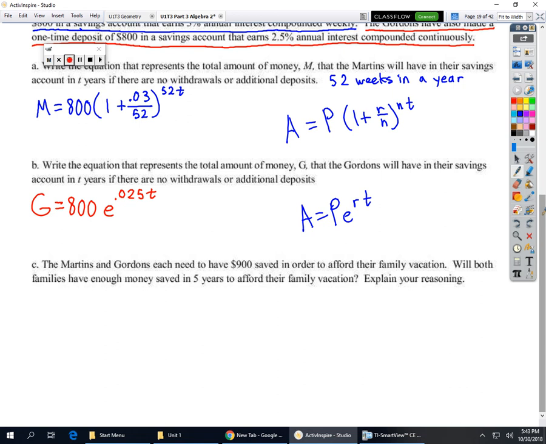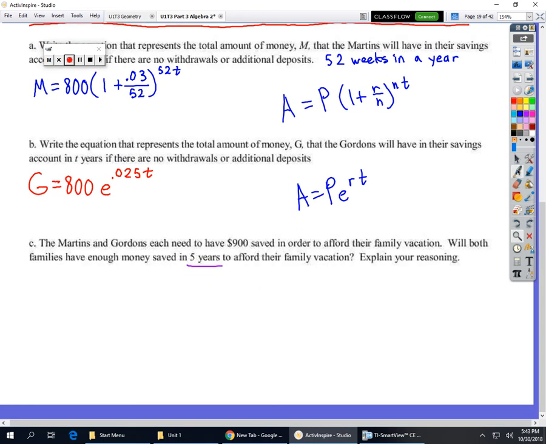So they each need to have $900 saved in order to afford their family vacation. Do both families have enough money saved in 5 years to afford their family vacation? All right, so 5 years, just plug in 5 for both of them and see if it's more than 900. This is a lovely calculator exercise. Starting with the Martins, M equals 800 times (1 plus 0.03 over 52) to the 52 times 5 years.